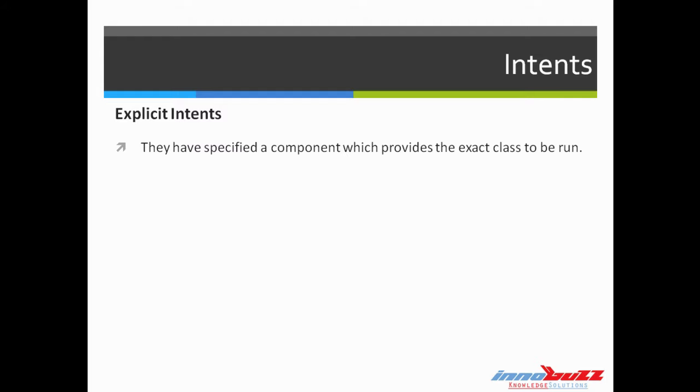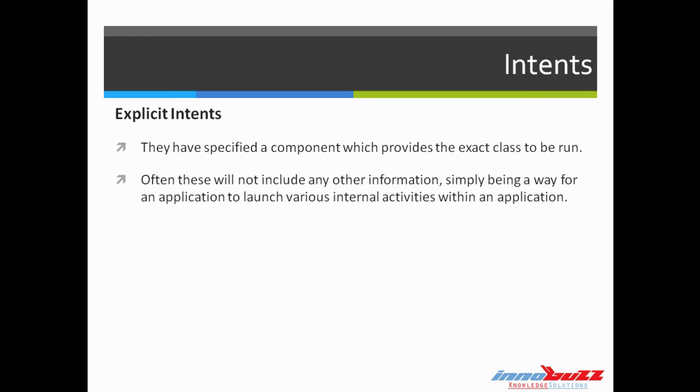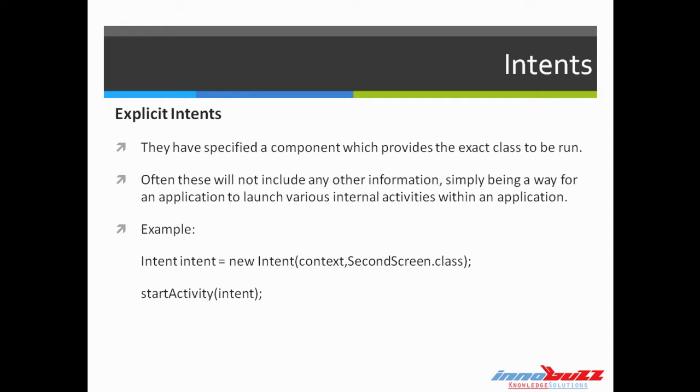Explicit intents. They have specified a component which provides the exact class to be run. Often, this will not include any other information, simply being a way for an application to launch various internal activities within an application. Example: intent = new Intent(context, SecondScreen.class) and startActivity by passing the intent.